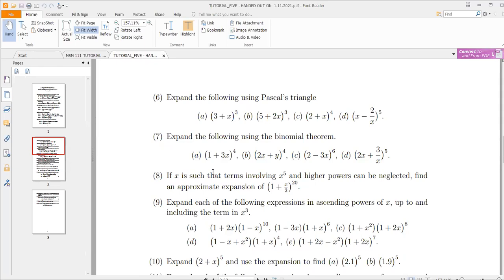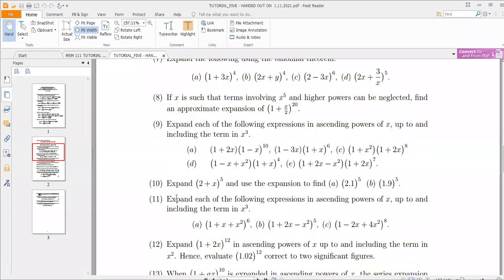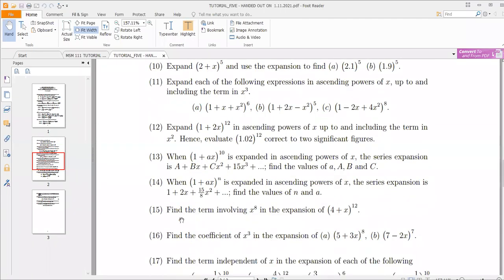So here, this is the question, right? Question 15. We've been told to find the term involving x to the power 8 in the expansion of this guy here. Now, how do we do that? So we're trying to find the term involving x to the power 8, isn't it?